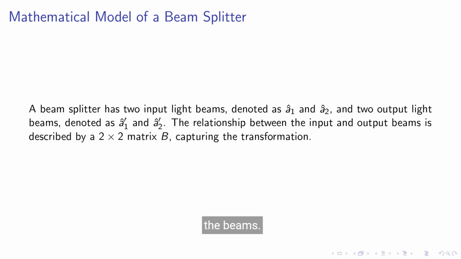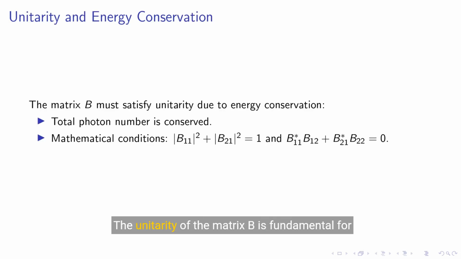transformation of the beams. The unitarity of the matrix B is fundamental for ensuring energy conservation within the system. This means that the total photon number across the input and output must remain constant. Mathematically, this is expressed through conditions: the sum of the squares of the elements in the first column and the sum of the squares of the elements in the second column of matrix B both equal 1, and the product of corresponding elements across the columns sums to 0.